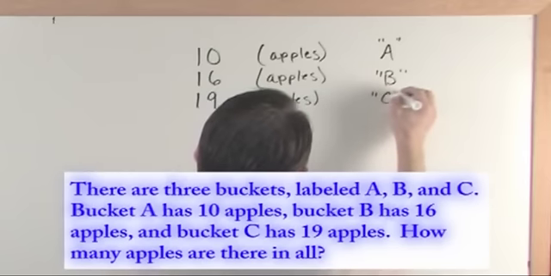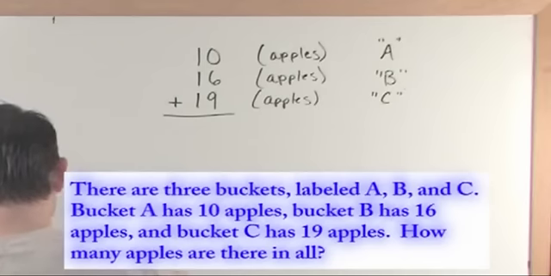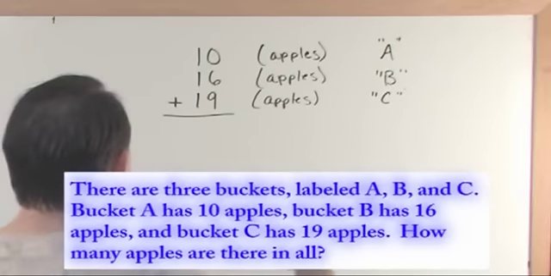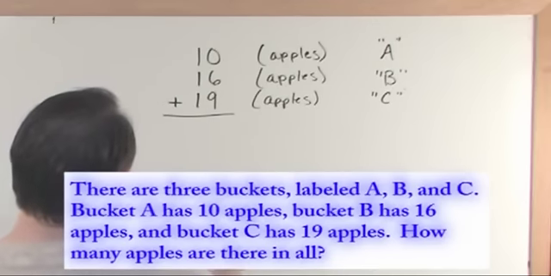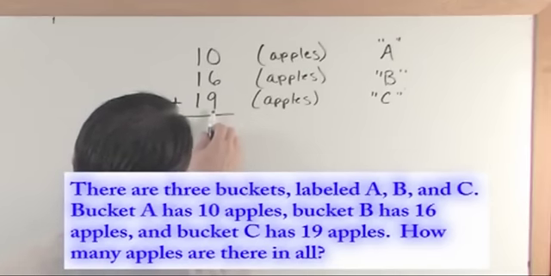And that's in bucket C. And I know that I have to add them together because the problem is saying how many apples are there in all. So I must add them. So you see I wrote them down one on top of another so I can add them, and I always start in the right-hand column.